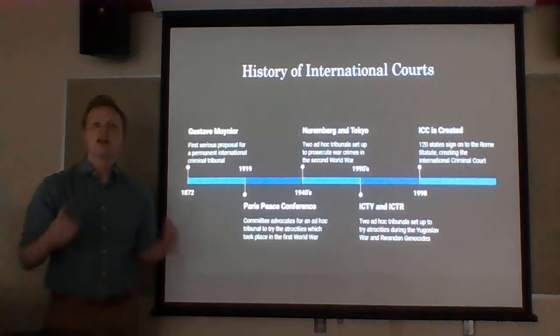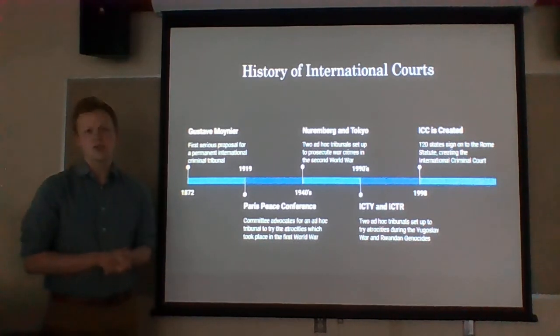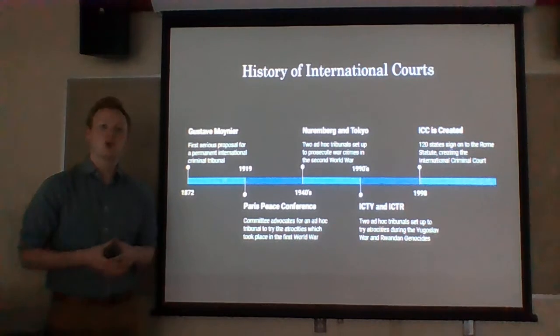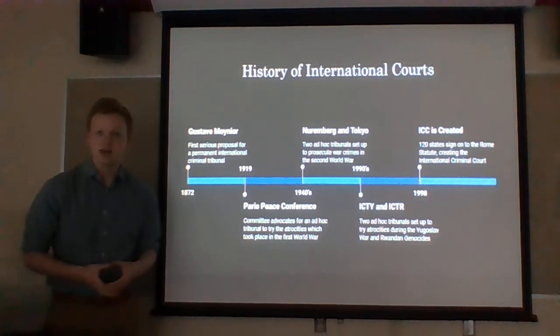Now we talk about the history of international courts. This is going to help us understand what goes through people's minds when they propose international courts and what factors are important in the operation of international courts.